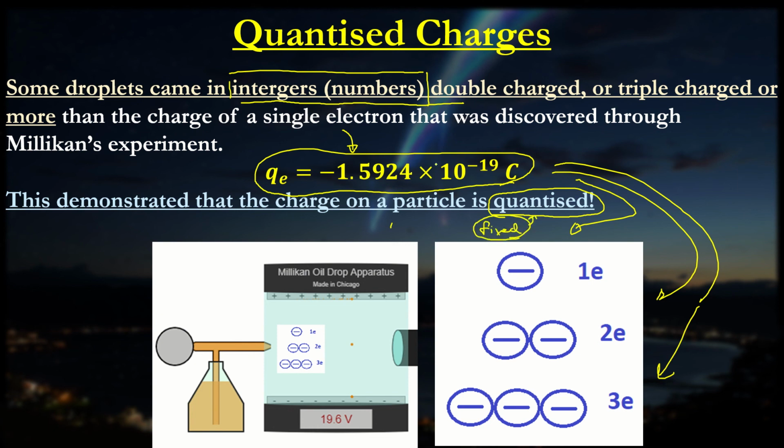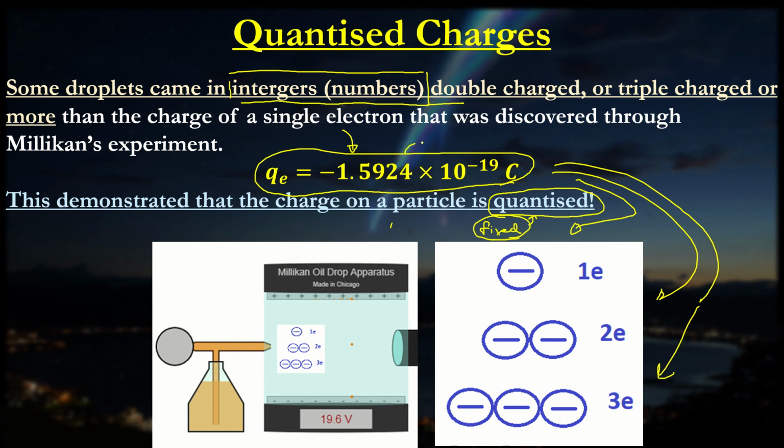Okay, so you can have intervals of this number if you're looking at multiple electrons, but you cannot have a fraction in between. Charge can't be continuous, basically saying it has to be quantized. Okay, so that's what we have here. That was his discovery: the charge value, and the fact that charge is quantized.